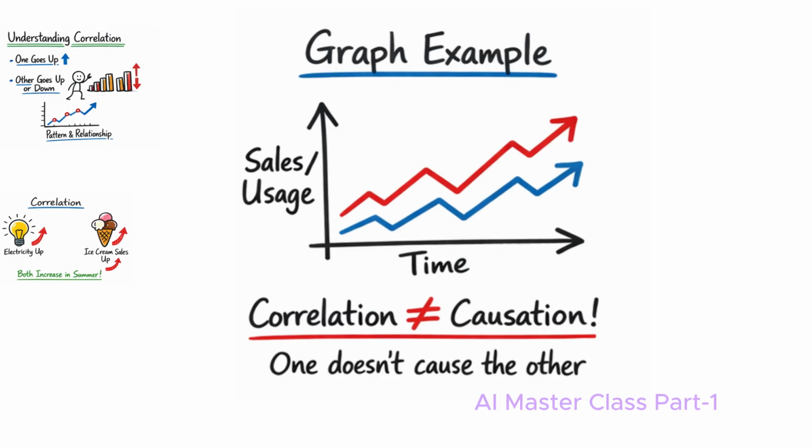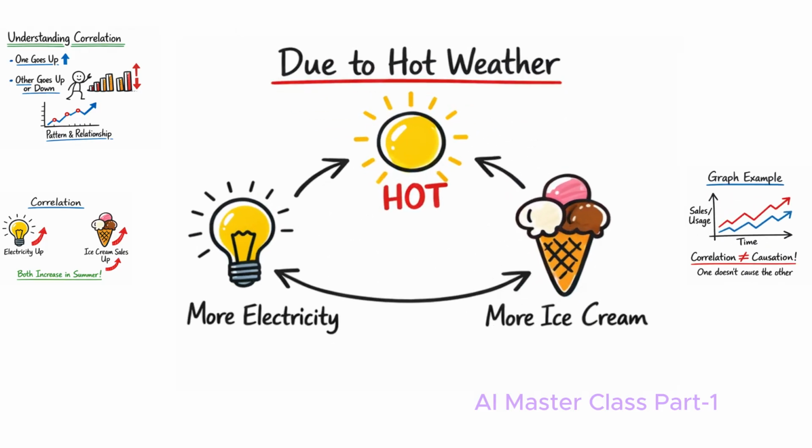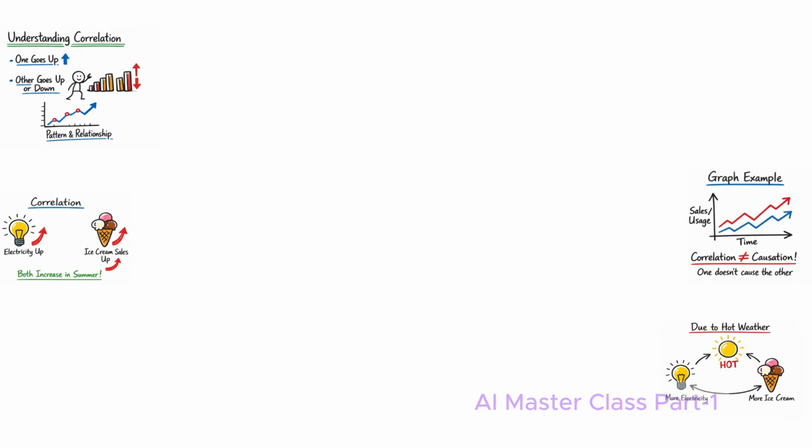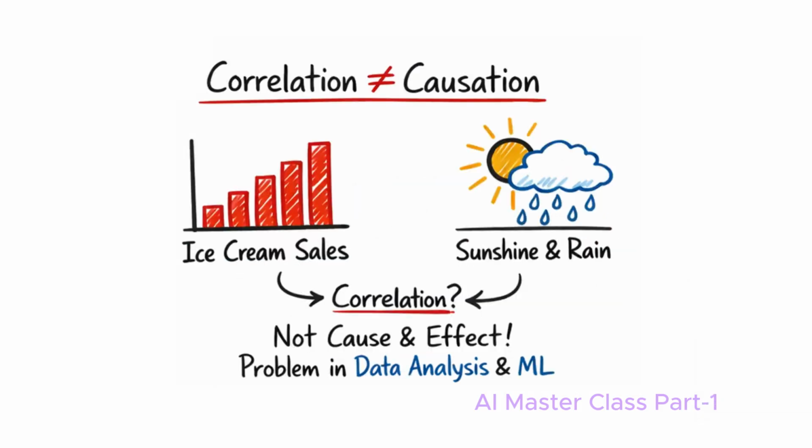But the important thing to understand here is that correlation does not mean one is causing the other. Because if you see, using more electricity does not make people buy more ice cream. They both just happen to increase because of a third factor, which is hot weather. This is where causation comes in. Causation means one thing actually causes another thing to happen. For example, if you water a plant, it grows. So we can establish that watering the plant causes growth. That is causation. If two events are correlated, that does not mean one is causing the other.